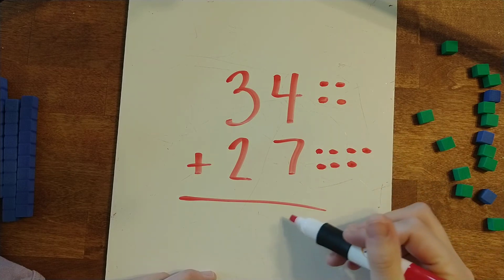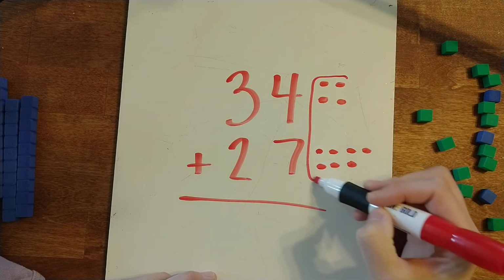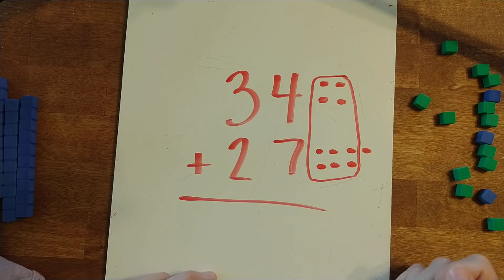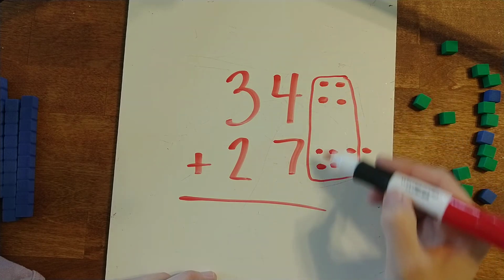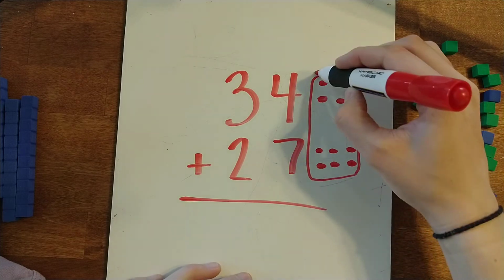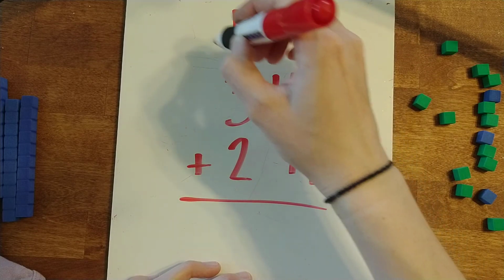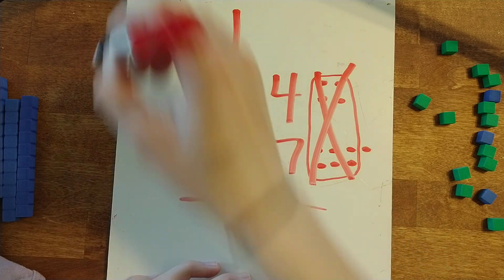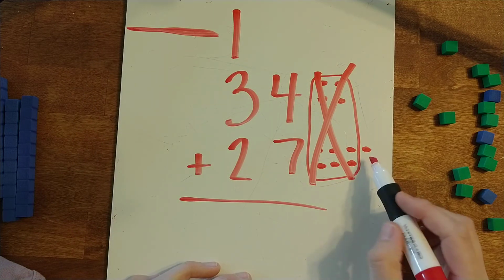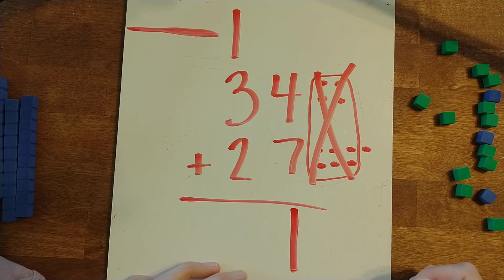1, 2, 3, 4, 5, 6, 7, 8, 9, 10, 11. Now 11 is a 2-digit number. It's not going to work there. So I'm going to group 10 of them. Now I can trade 10 of these for one 10 stick. Remember? So let's mark them out, and we're going to trade them for one 10 stick. Here's my 10 stick that I've added up here. Now I'm left with one unit block. I can leave it.